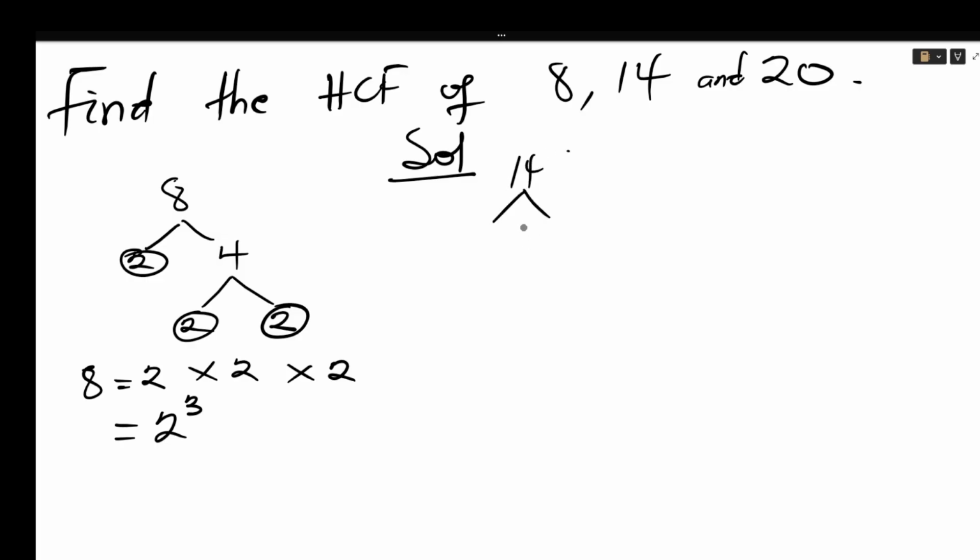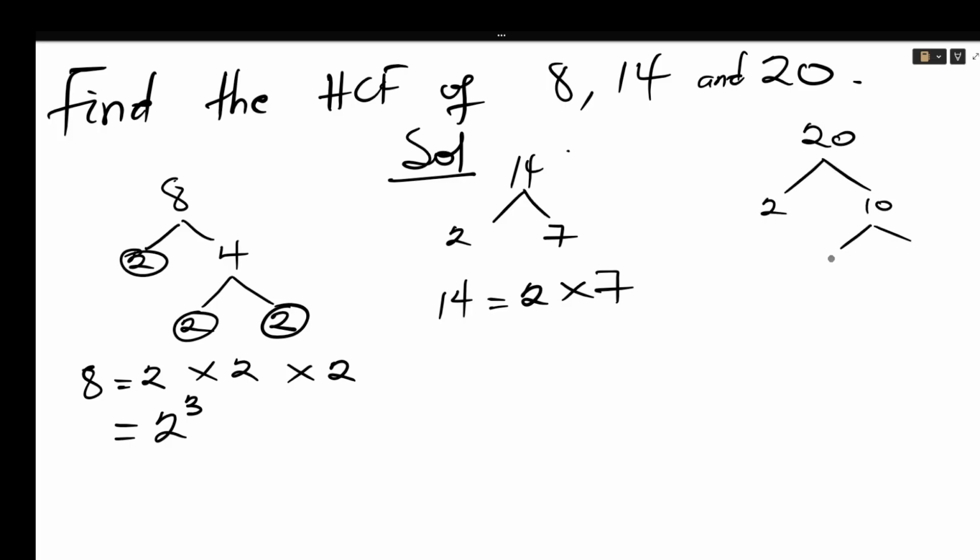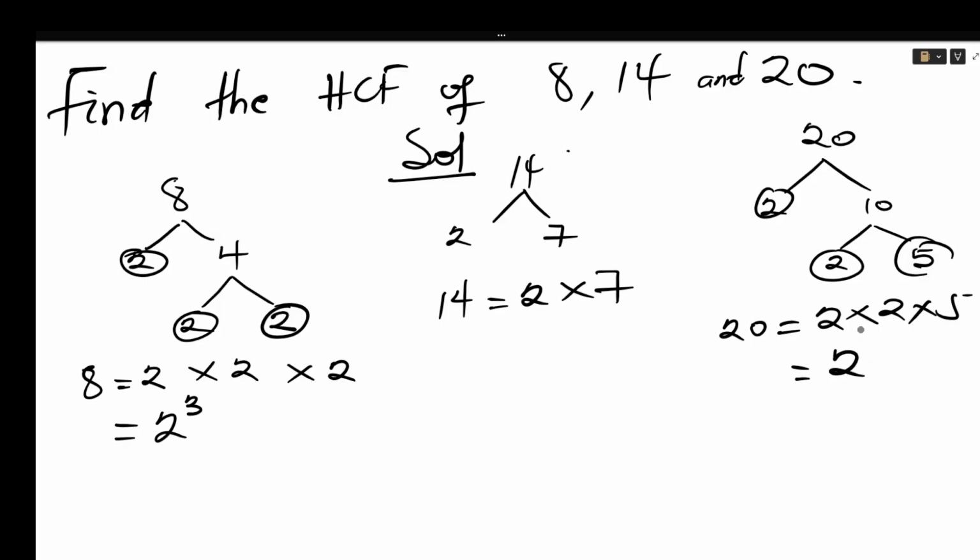So for 14, we have 2 and 7. 7 is a prime number, so we don't go further. And for 20, we have 2, 10, 2, 5. So 20 is 2 times 2 times 5, and this can be written as 2 raised to the power 2 times 5. That is the first step in finding the HCF.